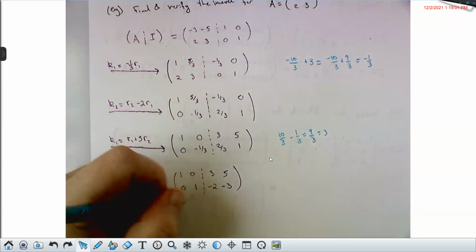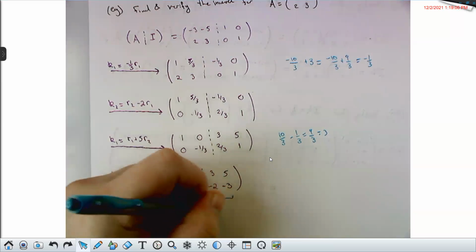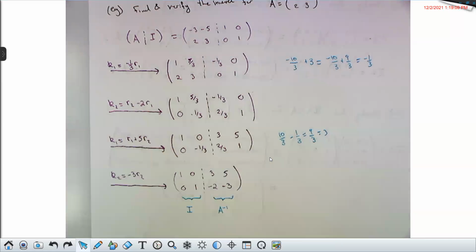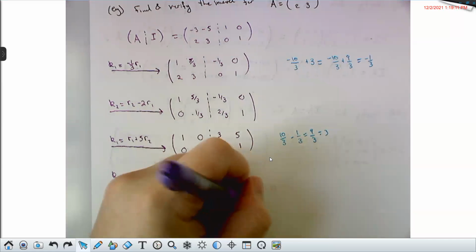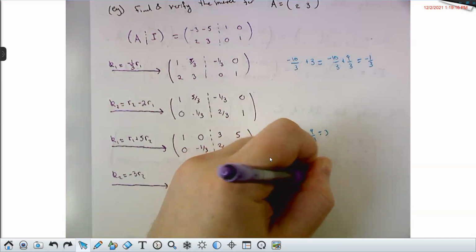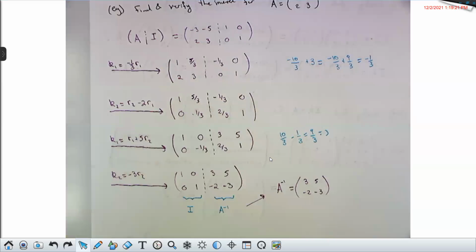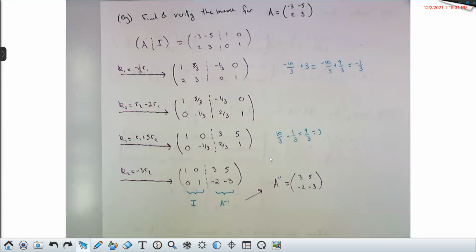Now this is my identity. So this must be A inverse. In other words, from here it looks like A inverse is the matrix 3, 5, negative 2, negative 3. That's my claim. But didn't we just change the signs of what we had in the first one? Like what we had in A first?